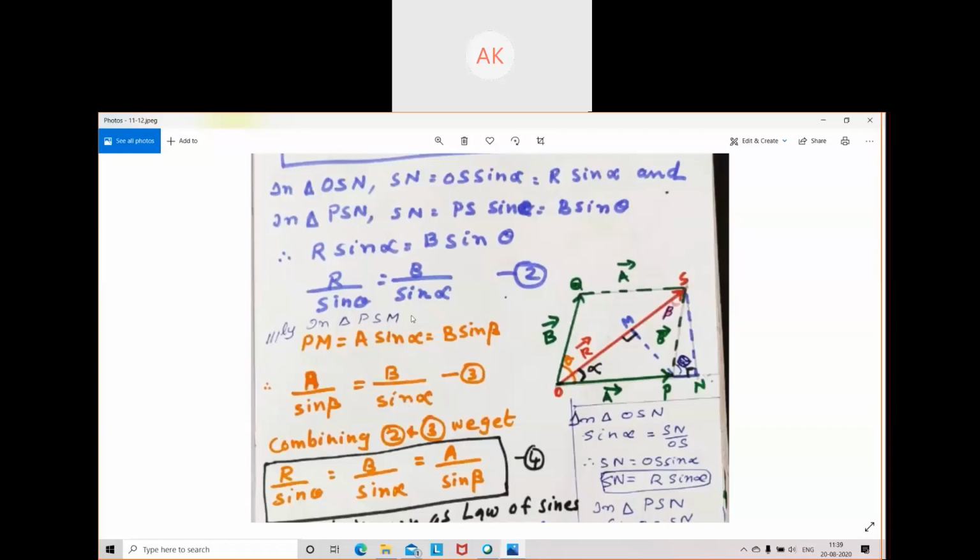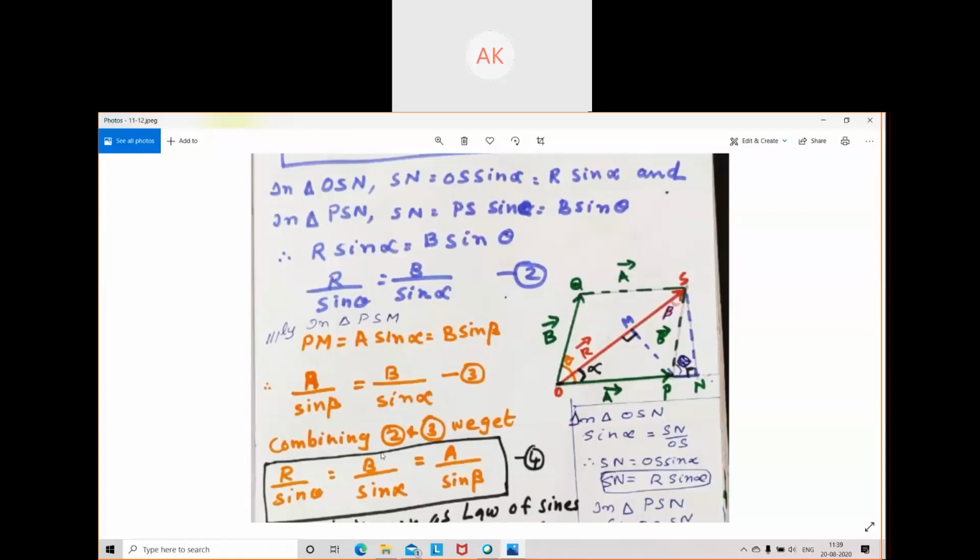So look at equation 2 and 3. R by sin theta equals B by sin alpha. Here also B by sin alpha is there, and that is equal to A by sin beta. So what can we compare and write? R by sin theta equals B by sin alpha equals A by sin beta.